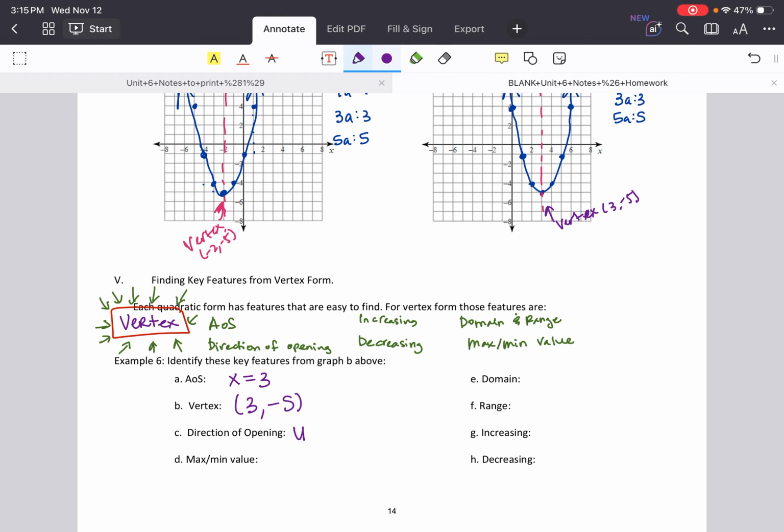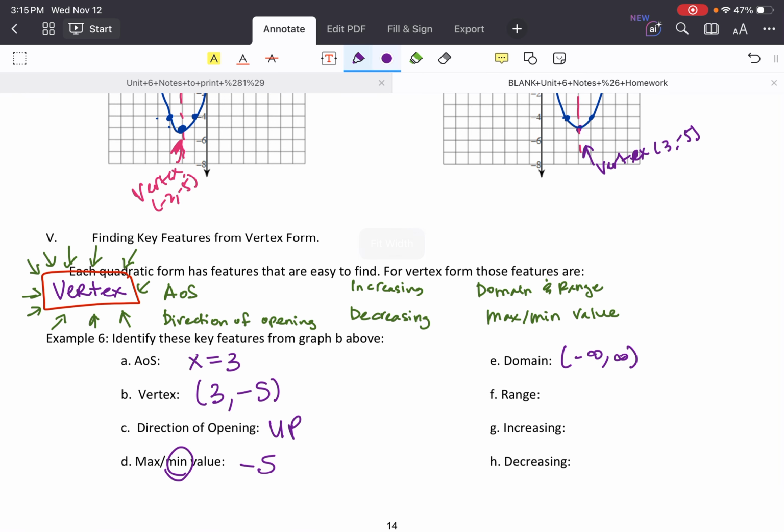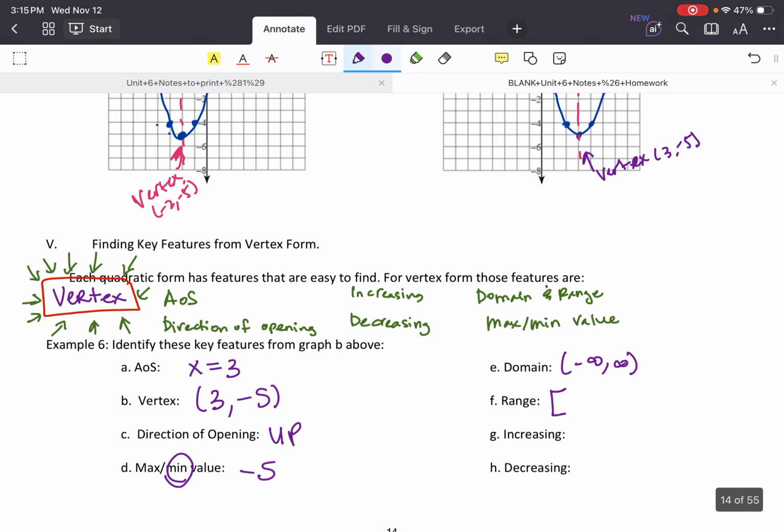My direction of opening is up. It's concave up. It goes up, so I have a minimum value. My minimum value is -5. My domain for all parabolas that we're talking about this unit is -∞ to infinity. My range starts at the minimum value of -5. That is my y value, and it goes up forever. So this guy's our y value. Everything else we're doing is x's.